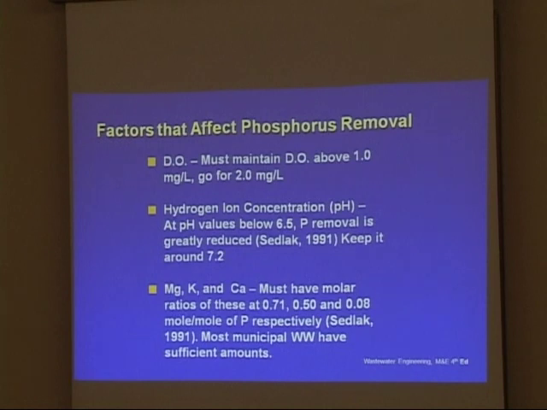Things that can affect your phosphorus removal, you gotta keep the DO above 1, but you want to definitely go for 2. Same thing here, you want to keep your pH below 6.5, otherwise phosphorus removal is going to be greatly reduced. We keep saying around 7.2, if you're banging around neutral, you're good. Then these are cations, having molar ratios of these cations, magnesium, potassium, calcium. If you already have a deficiency of these, it would cause problems, but again, most municipal wastewaters have sufficient amounts. All right, so these are the cations that would be of concern if you were deficient in them.